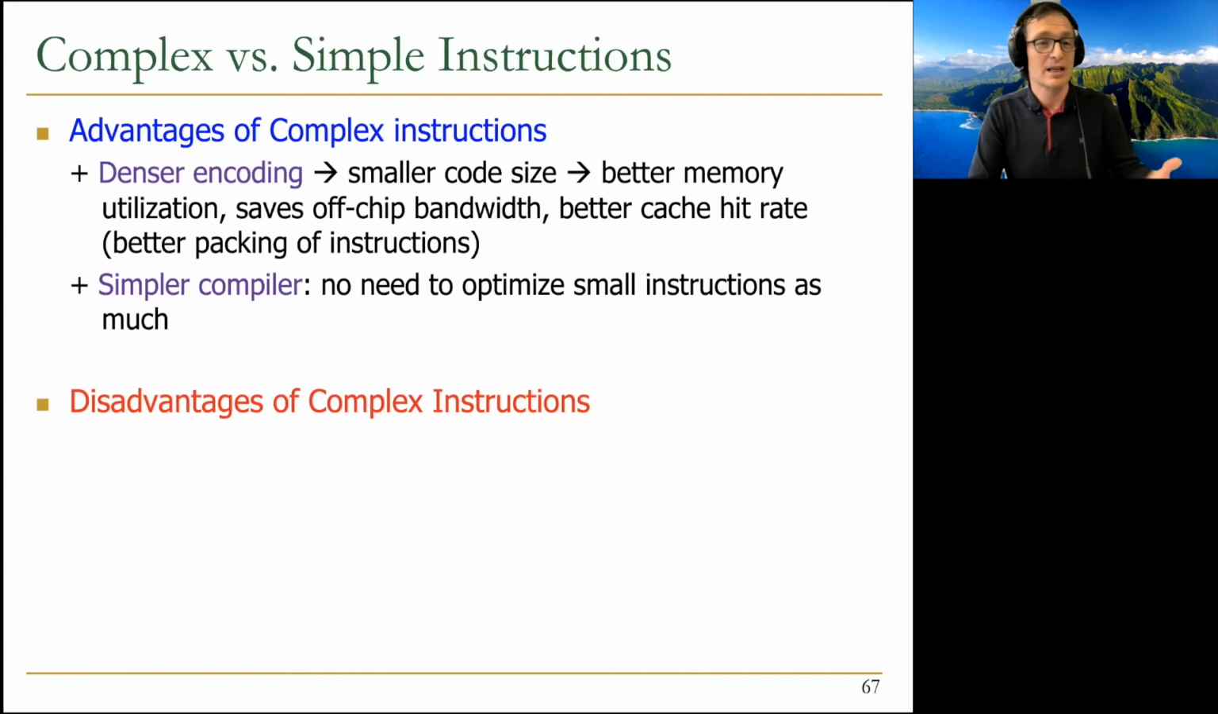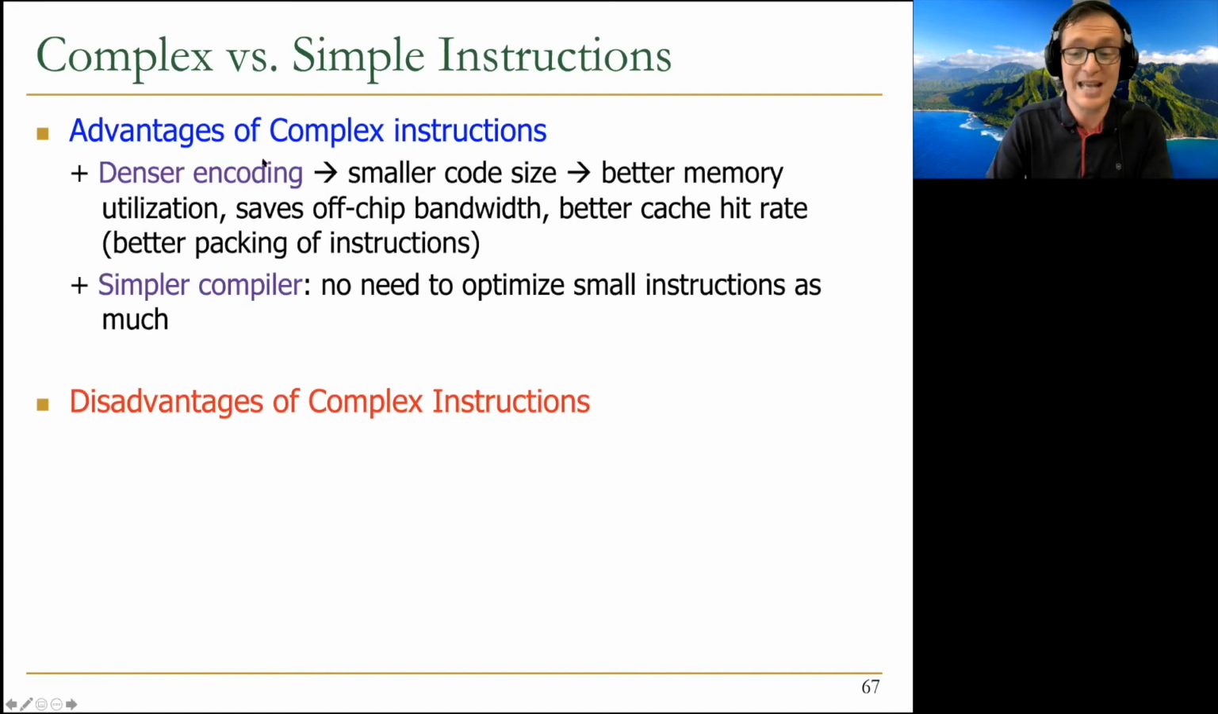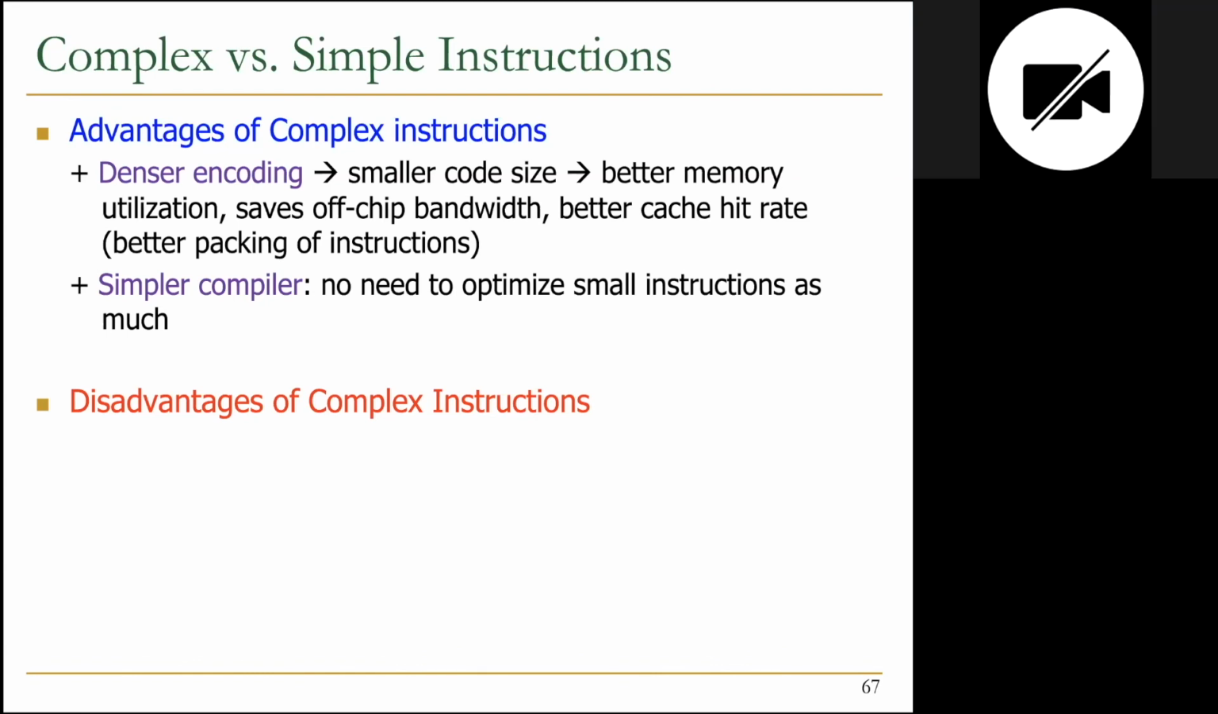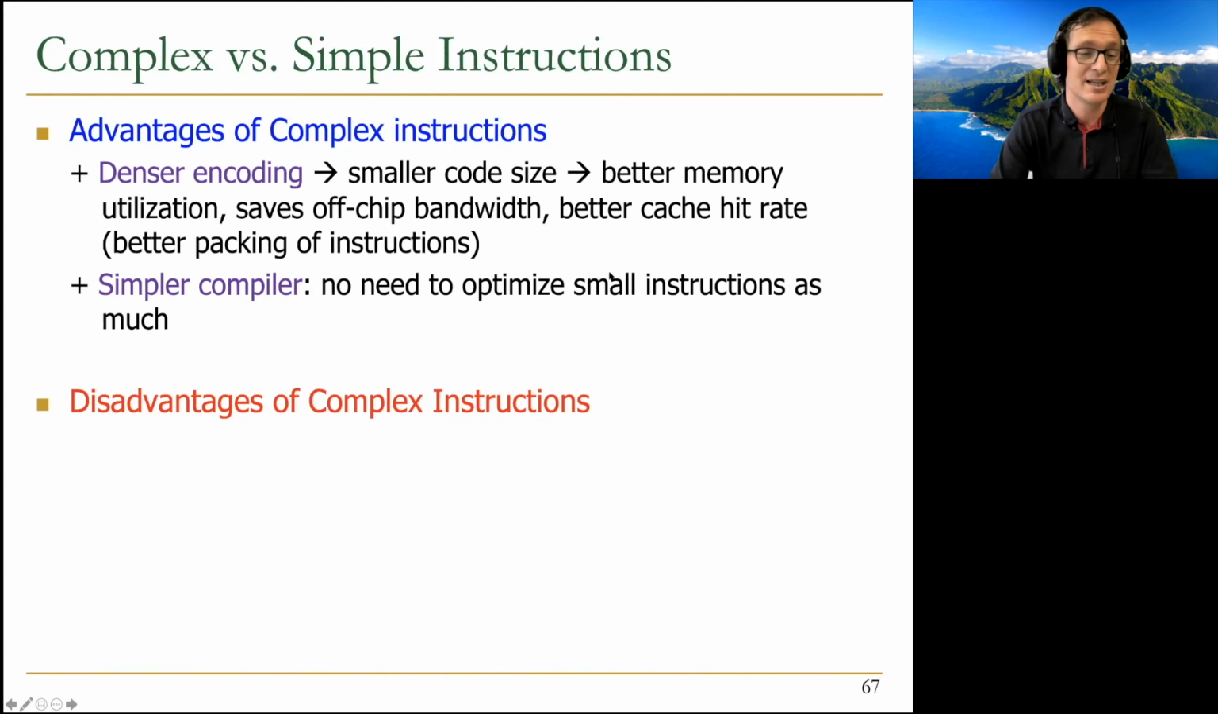And complex instructions enable denser encoding, clearly. Your program can be much smaller, basically. As a result, your memory utilization will be higher, for example, your memory waste would be less, let's say. You save off-chip bandwidth, you get better cache hit rate, as we will see later on. Don't worry about these right now if you don't understand what they are. But you get better packing of instructions in a given amount of space, because your instructions are very powerful, right? And your compiler is also simpler because you don't need to optimize very small primitives as much.